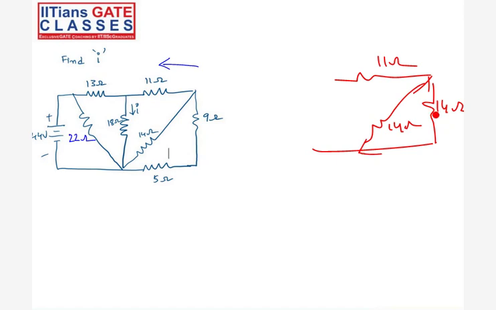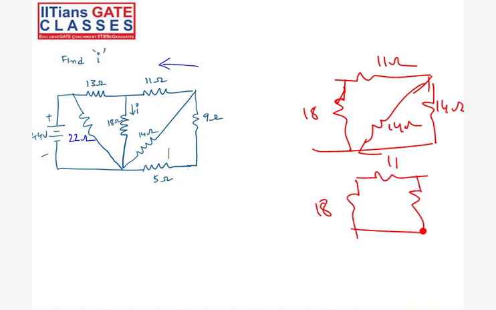So 11 and 7 are in series, so this is again 18. 18 parallel with 18 is 9 ohms. Again you have 13 ohms here and 22 ohms here. So what is the equivalent resistance? 9 plus 13 is 22. 22 parallel with 22 is 11 ohms. R equivalent is 11 ohms.